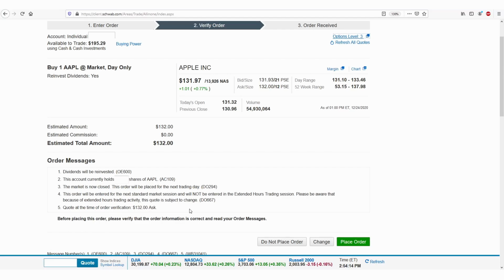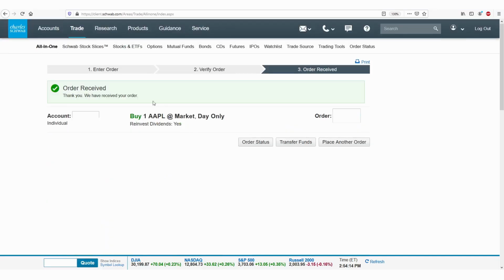Before placing this order, you want to verify that all the information you entered is correct. Once you have done that, you just hit place order and it'll put in your order. This page will show that your order has been received. Thank you, we have received your order. You are buying 1 Apple share at market price for a day only, and you'll be reinvesting the dividends. It'll give you your order transaction ID and the account it's going into. And that is it. Congratulations, you have made your first stock purchase and you've bought a share of Apple.